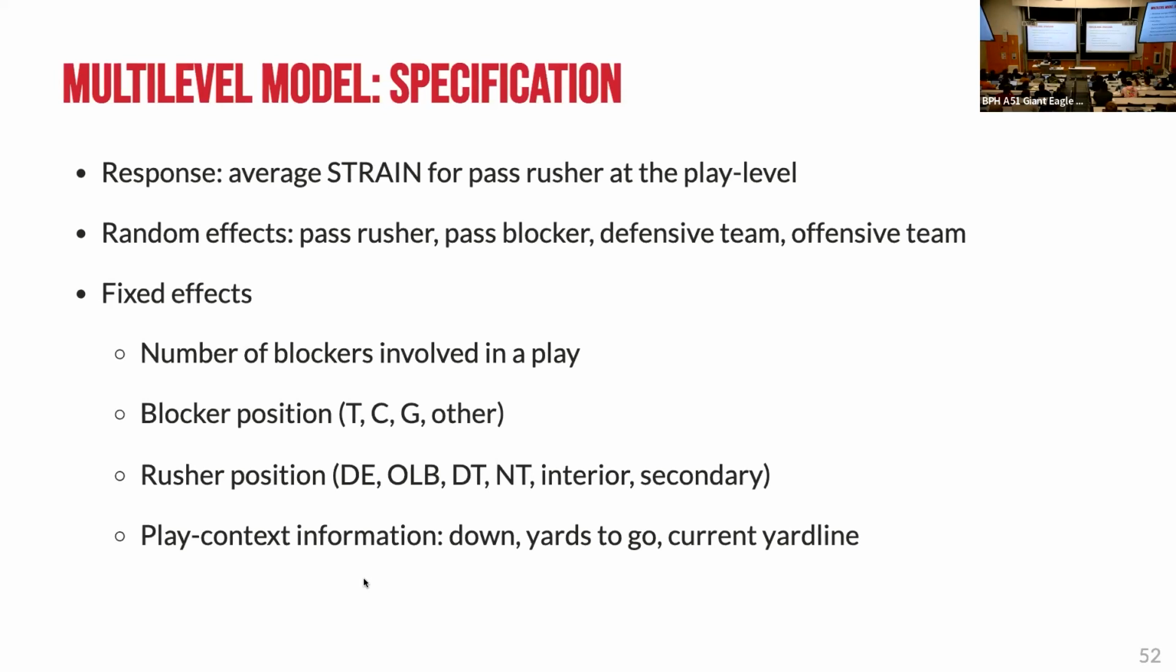We also control for the following six effects. The number of blockers involved in the play, because a more protective scheme with more blockers can ultimately yield a lower amount of pressure. We also account for the position of the blocker and the rusher to account for any positional effects. We also control for play context information: the down, yards to go, and also the current yard line for the play.